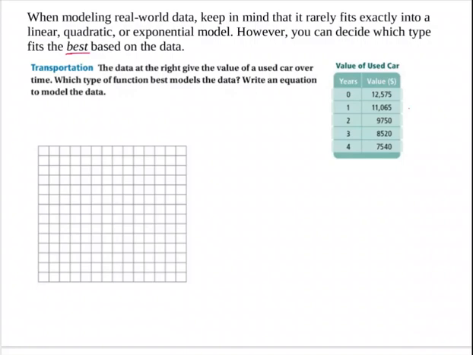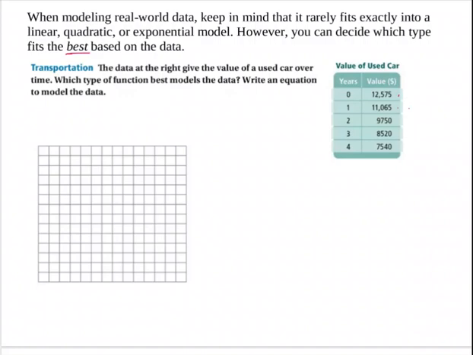Now, first look at the years. Is the years, which we'll call x, changing by the same amount each time? Yes. Okay, so now we're going to go to the value of the car. Don't try to use the calculator to come up with this, just ballpark. How much are we changing from 12,575 to 11,065? It's like around 1,500.